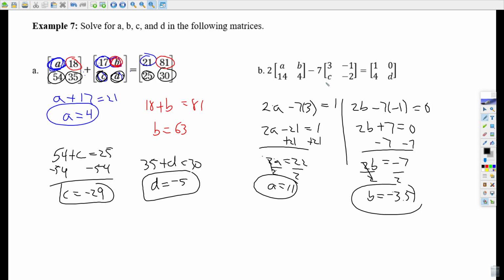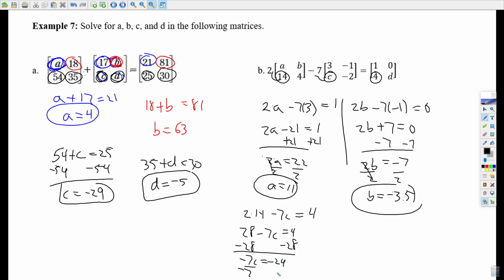All right. C matches up with 14 and 4. So 2 times 14 minus 7, 7 times c, right, equals 4. Then solve for c. So 28 minus 7c equals 4, minus 28 on both sides. So negative 7c equals negative 24, divided by negative 7.